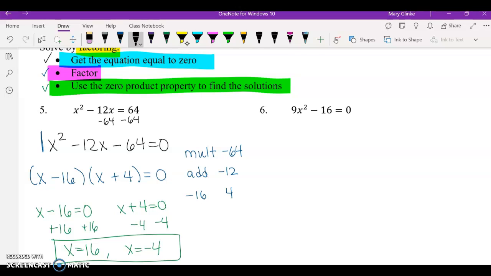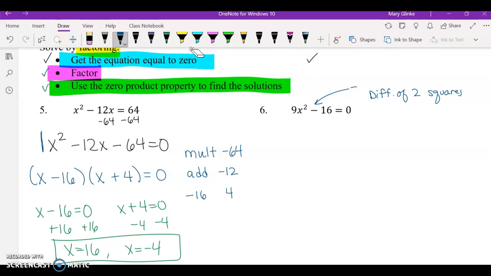So for our next one, step 1, get the equation equal to 0. Well, that one's done already for us. Step 2 is to factor. So for these ones here, you have a missing b term, and the first term and the last term are perfect squares, and they are separated by a minus sign, which means we can do the difference of two squares.